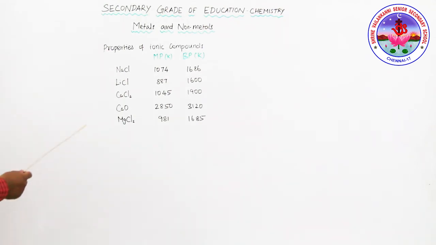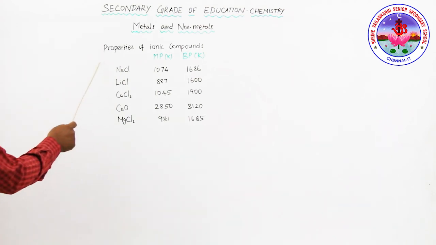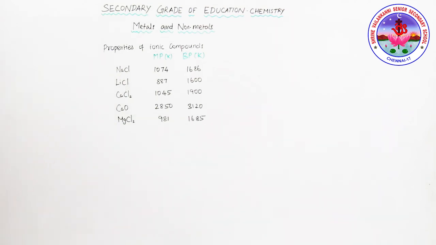Then conduction of electricity. They conduct electricity in the molten state or in an aqueous solution. In the solid form they won't conduct electricity because there are no free ions present. In the molten or aqueous state, free ions are available, so that's why they conduct electricity. So these are the properties of ionic compounds. Next class we will discuss the occurrence of metals and the extraction of metals.